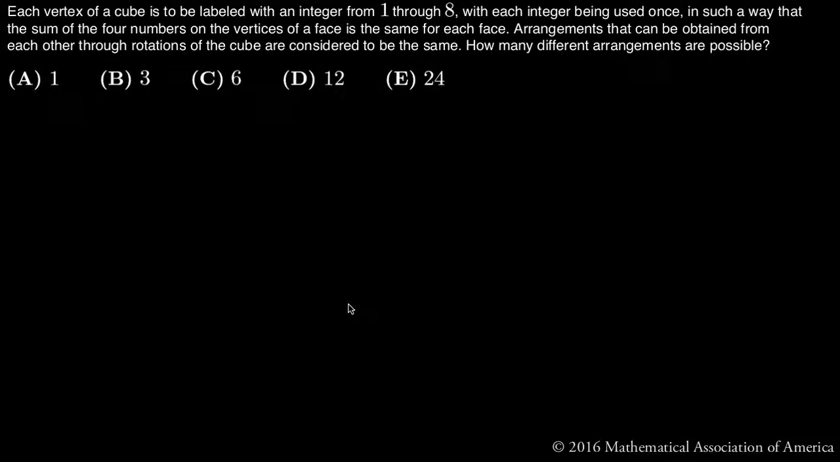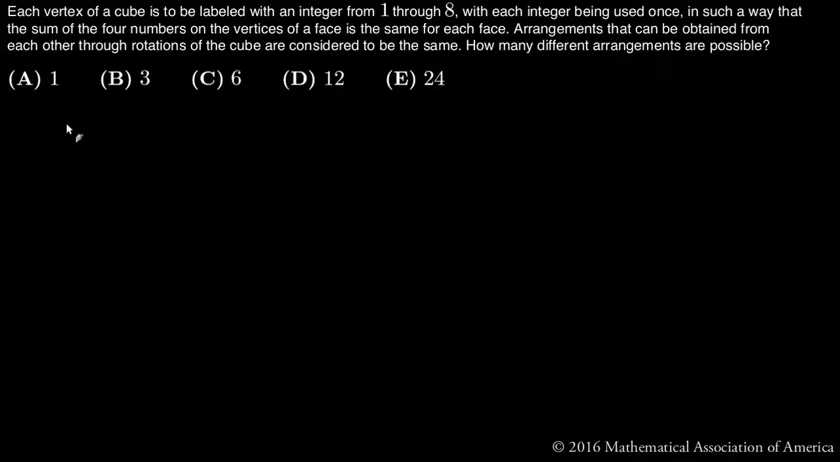2016 AMC12A Question 14. Each vertex of a cube is to be labeled with an integer from 1 through 8, with each integer being used once, in such a way that the sum of the four numbers of the vertices of a face is the same for each face. Arrangements that can be obtained from each other through rotations of the cube are considered to be the same. How many different arrangements are possible?